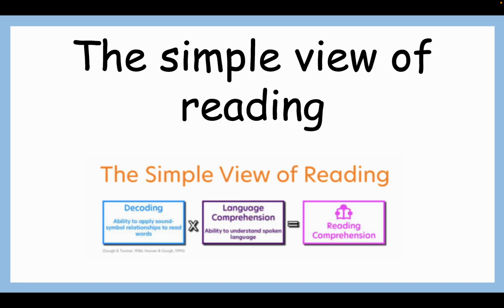First is the simple view of reading. The simple view of reading says that comprehension is the product of decoding and language comprehension. So this means that if you are very, very good at decoding, but yet your language comprehension is weak, your reading comprehension is weak. The flip side, if your decoding is weak, but you can understand language, your reading comprehension will also suffer. So this is a multiplication equation, which is so important that we're able to support students in gaining strengths in both.